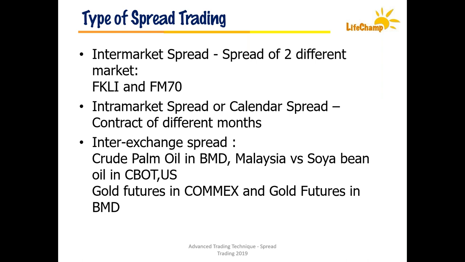Now, there are mainly three types of spreads. First is intermarket spreads. There are two markets, but you can do a spread trade on these two instruments. For example, we have FKLI and FM70 futures indices, which you can spread trade, and I'm going to talk about this. Second is intramarket spreads, or calendar spreads, where you are trading contracts of different months in the same instrument or exchange. Thirdly, you can trade across exchanges, like crude palm oil in BMD in Malaysia and maybe soybean oil in CBOT in the US. So you can trade cross-border as well, which is also spread trading. Of course, there are more spreads, but we'll focus on the first two: intermarket spreads and intramarket spreads.